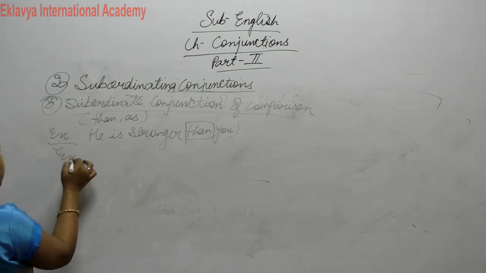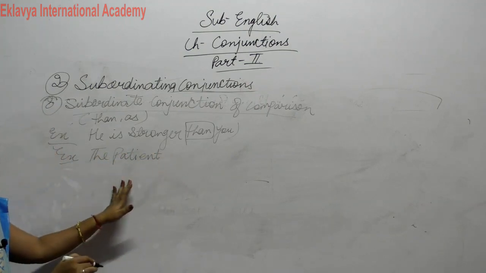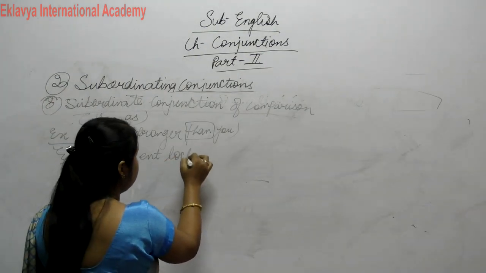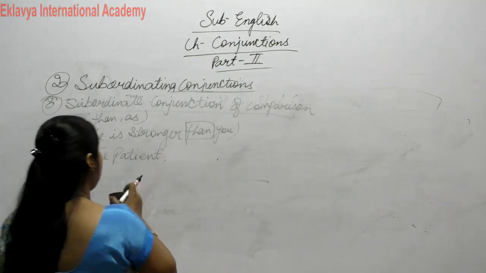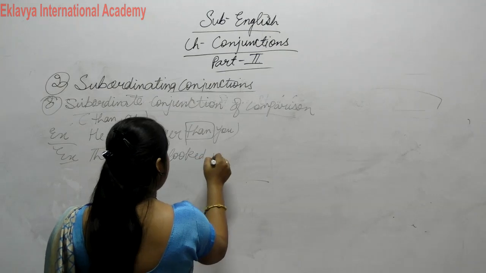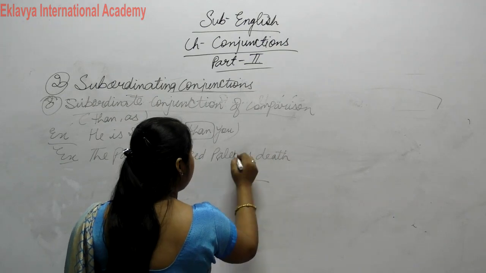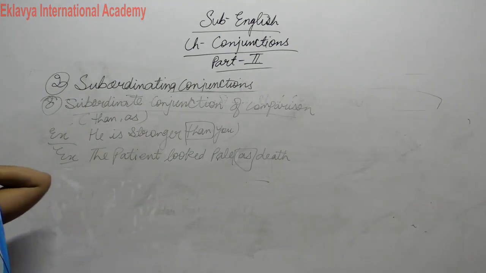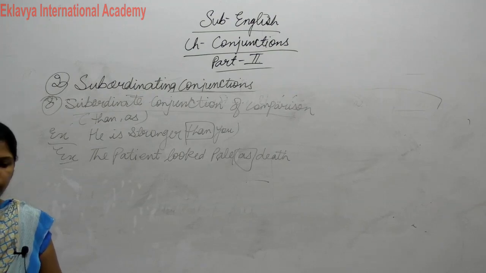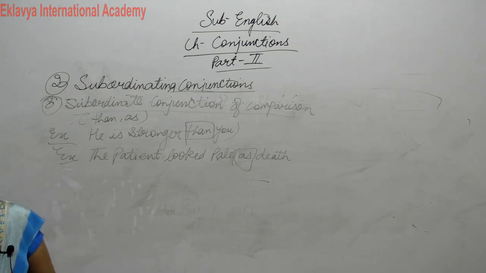Another one. Next, write down: the patient looked pale as death. Clear? So these are the kinds of subordinating conjunction. So eight kinds of subordinating conjunctions are completed. The remaining part of subordinating conjunctions we will discuss in another class. So today's third part of conjunction is completed.